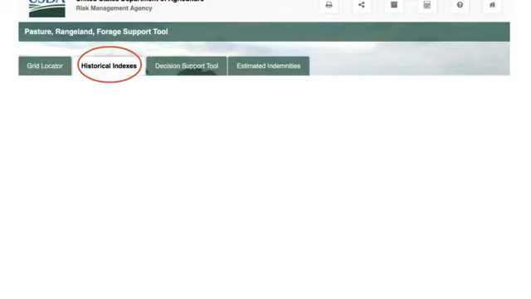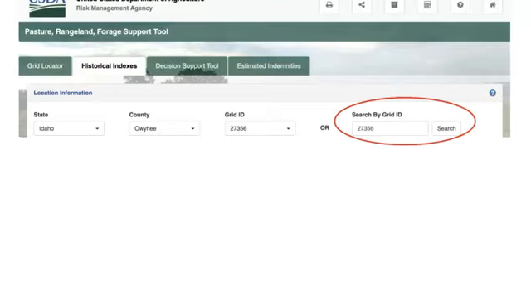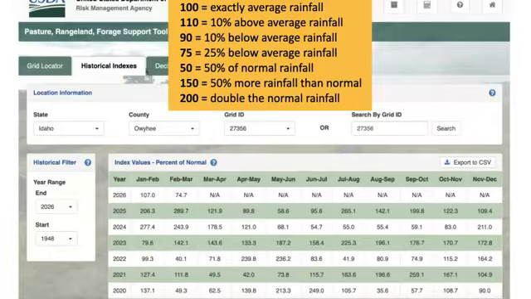Next, navigate to the Historical Indexes tab next to the Grid Locator tab. This will open a page to search your operation by grid ID. Once you have searched your grid ID, a table will appear. This table shows the rainfall index for every PRF interval within a specific grid. In this example, the producer is looking at grid ID 27356 in Owyhee County, Idaho. Each row represents a year, and each column represents one of the 11 PRF coverage intervals.